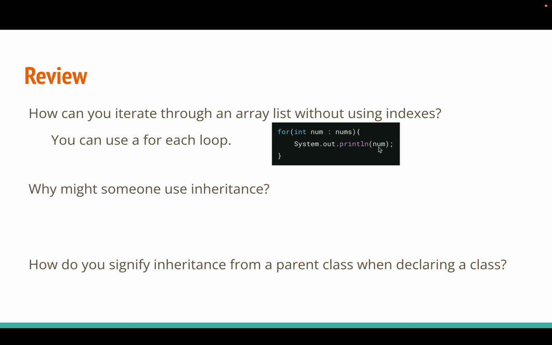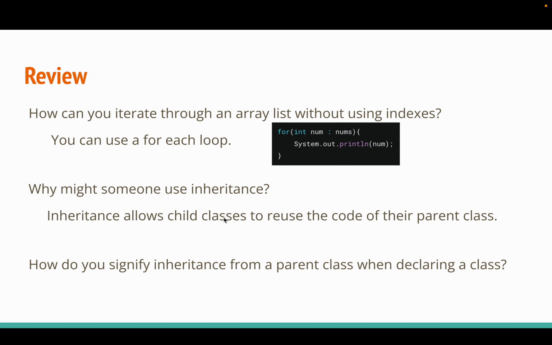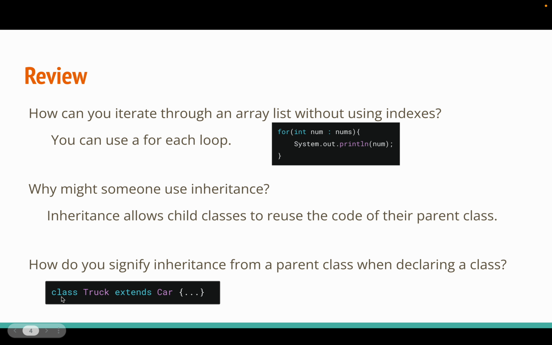Next question. Why might someone use inheritance? The answer is that inheritance allows child classes to reuse the code of their parent class. And finally, how do you signify inheritance from a parent class when declaring a class? You can pause here and try it out. All right, here's how. For example, you'll have class Truck extends Car. So you'll just say extends and then say the parent class.